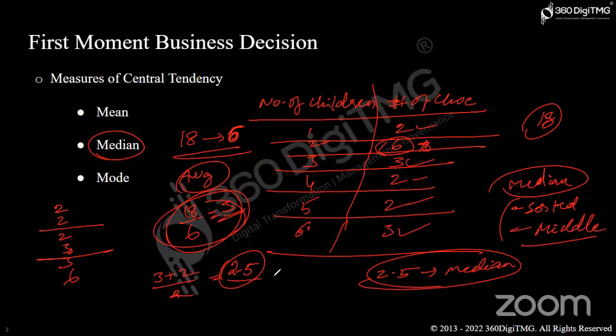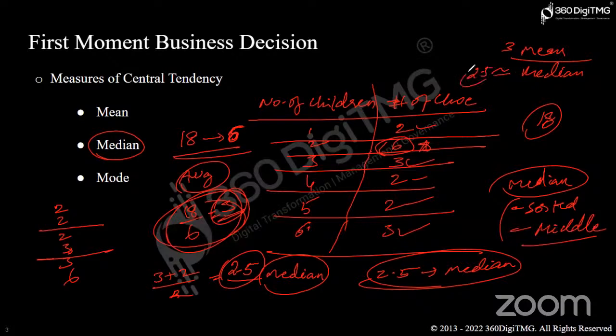When the median is 2.5, you need to cross verify. You can see that the mean value and the median value are almost the same: this is 3 and this is almost 3, that is 2.5. So what we can understand from this is that the mean and median are almost the same, which means there is no outlier.